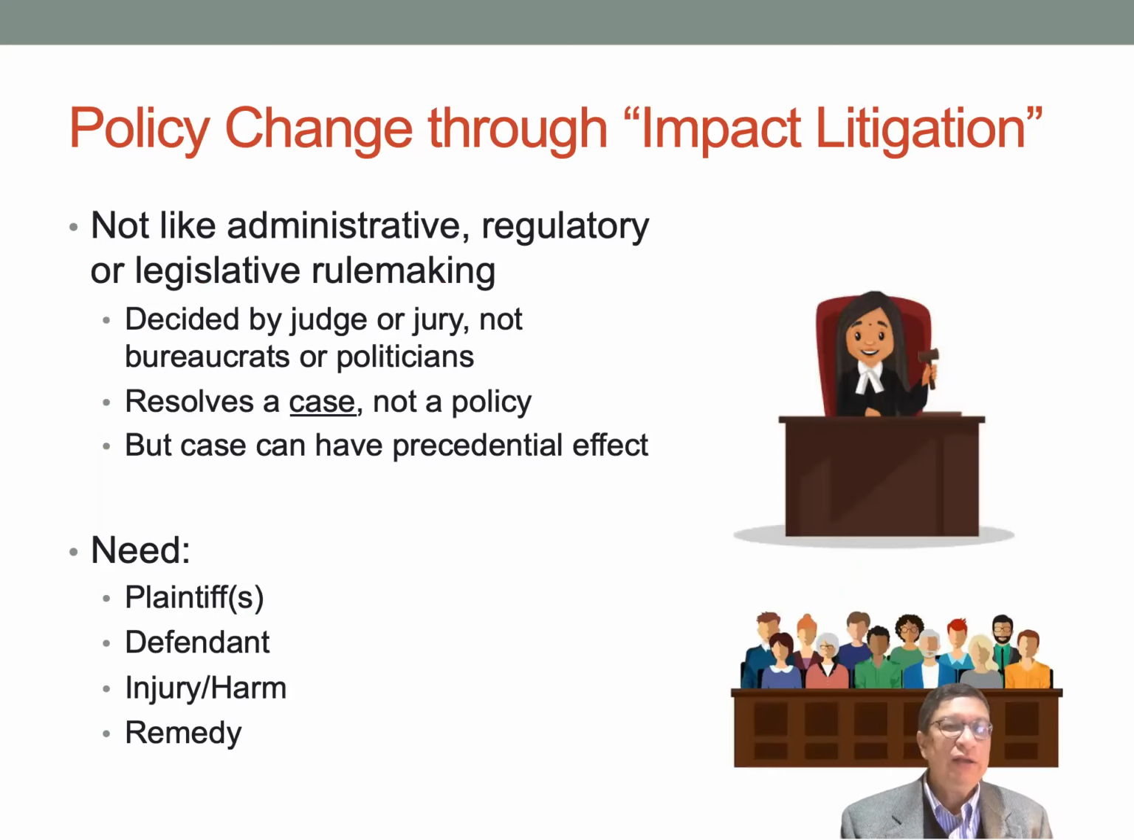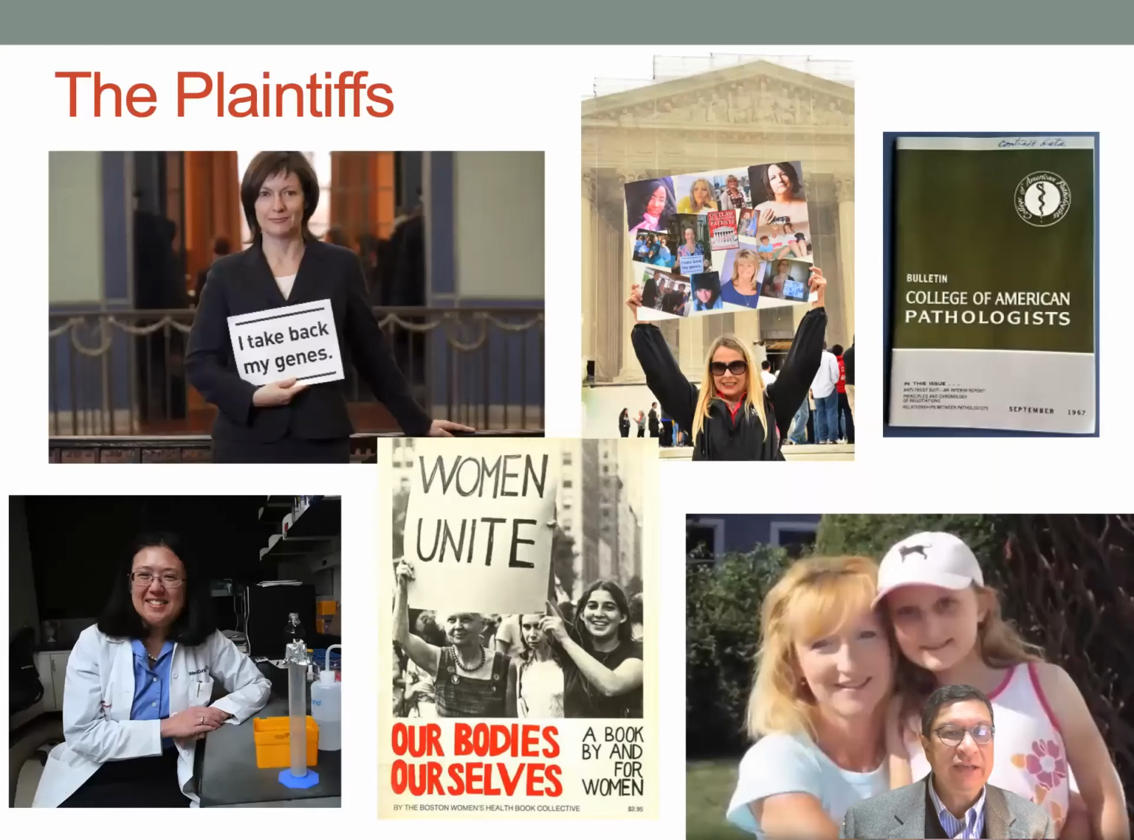The ACLU, unlike a lobbying organization or other activist groups, achieves policy change through litigation. That is, not through administrative or regulatory or legislative rulemaking, but by lawsuits decided by judges or juries. And this is a very interesting way to achieve policy change. But to do it, you need a number of things, including plaintiffs who are injured, defendants who committed injuries, actual injuries, and then some remedy that can be achieved in litigation.